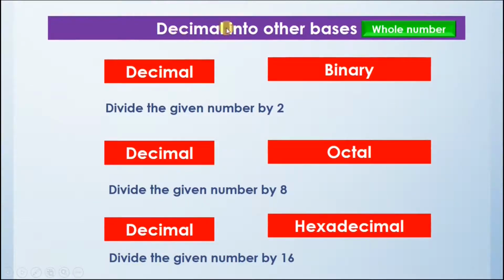So, while converting a decimal into other bases, this procedure is used for whole numbers. We see when we convert decimal into binary, we divide the given number by 2. Why 2? Because the base of binary is 2. Similarly, when we convert decimal into octal number, then we divide the given number by 8 because base of octal is 8. And in the same way, when we convert decimal into hexadecimal, we divide the given number by 16 because base of hexadecimal is what? That is 16.